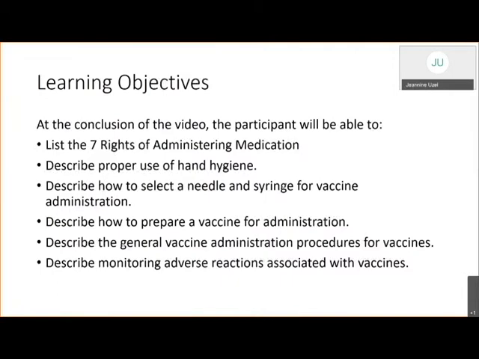At the conclusion of the video, you will be able to list the 7 rights of administering medication, describe proper use of hand hygiene, describe how to select a needle and syringe for vaccine administration, describe how to prepare a vaccine for administration, describe the general vaccine administration procedures for vaccines administered to adults via intramuscular injection, and describe monitoring adverse reactions associated with vaccines.